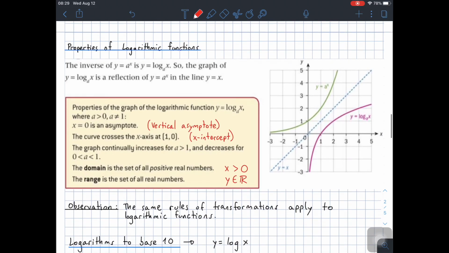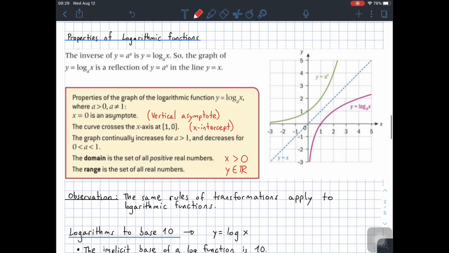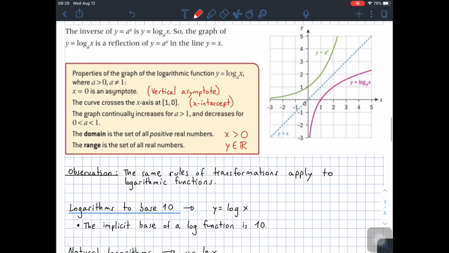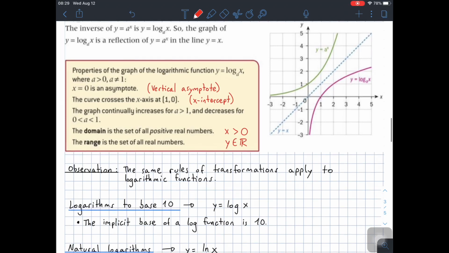So it says properties of logarithmic functions. The inverse of y equals a to the power of x is y equals log base a of x. So the graph of y equals log base a of x is a reflection of y equals a to the power of x in the line y equals x, which is what we're looking at here again. So some properties. It says properties of the graph of logarithmic function y equals log base a of x, where a is a number greater than 0 and a is different from 1.